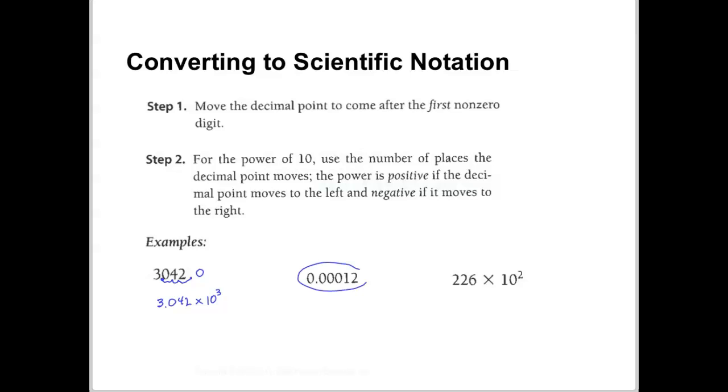This is a small number, meaning close to 0, so I'm going to expect it to have a negative exponent. But I'm going to use the same idea, move my decimal 1, 2, 3, 4 spaces. Now it's after the first non-zero digit, so I have 1.2 times 10 to the negative 4, since I moved it to the right 4 spaces.